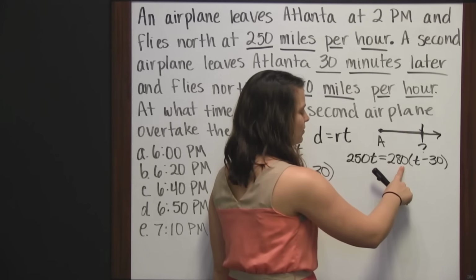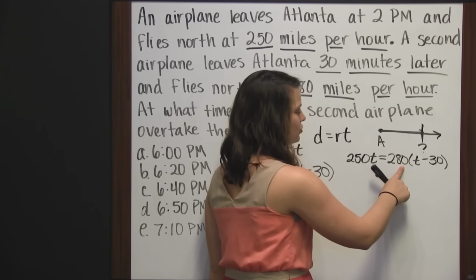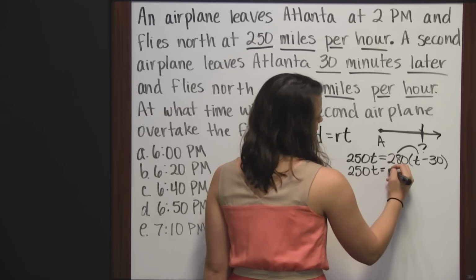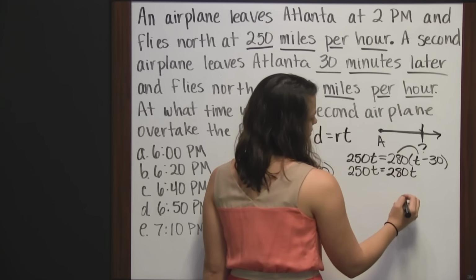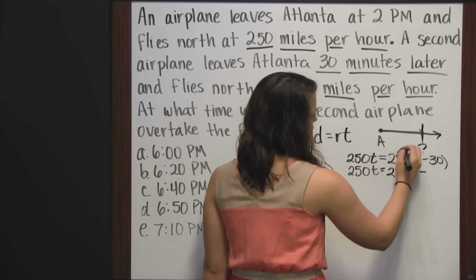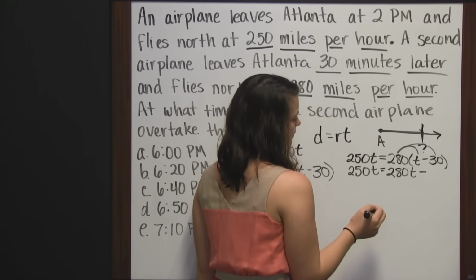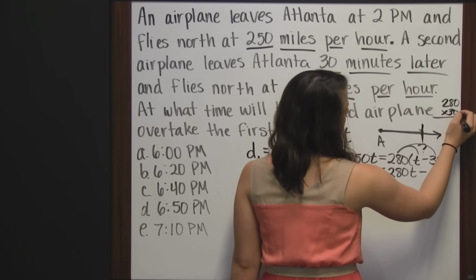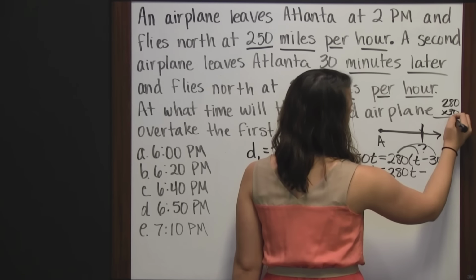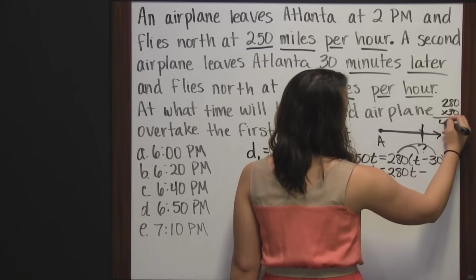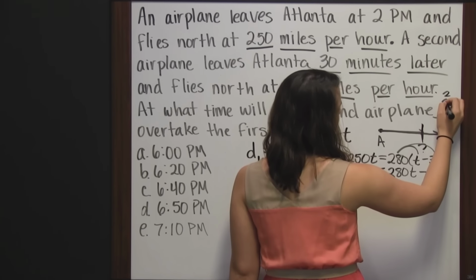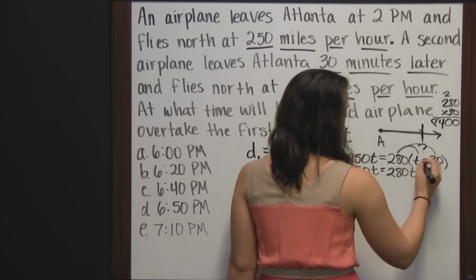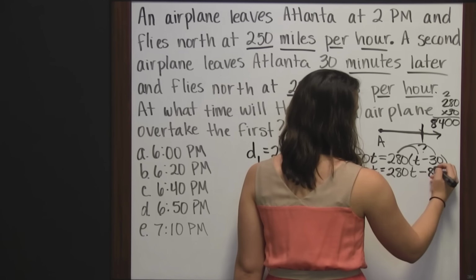So the first thing we want to do is distribute our 280. So I'm going to bring down this 250t equals 280 times t, 280t, minus 280 times 30. 280 times 30, 0 placeholder, 3 times 0 is 0, 3 times 8 is 24, 3 times 2 is 6, plus 2 is 8. That's 8,400.